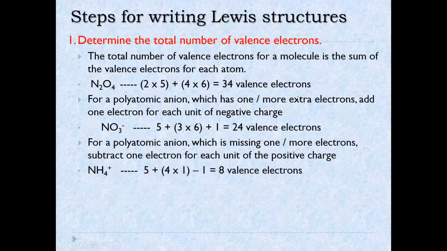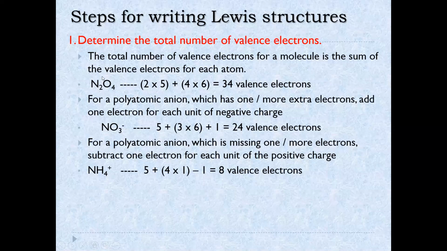So, steps for writing Lewis structures. We want to look at how to write Lewis structures now. Number one, determine the total number of valence electrons. That's the first step. So when you write Lewis structures, you have to pay close attention to this step. Number one, determine the total number of valence electrons.